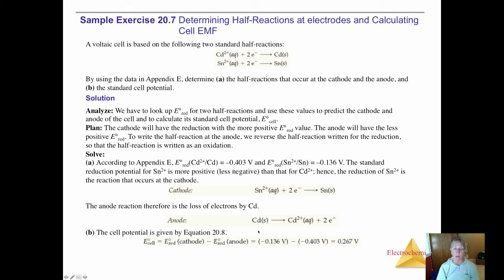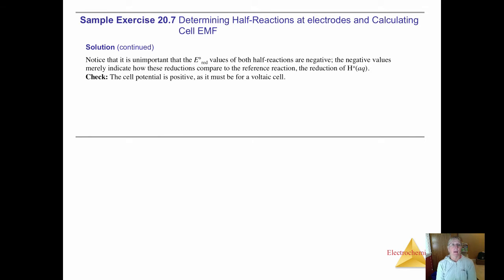Please notice that's mathematically exactly the same thing that happened down here. So again, don't let the fact that they're showing the anodic reaction as a reduction bother you. They're just comparing the two to decide which one was the more positive and which one therefore was the cathode. And I think I just went through that.